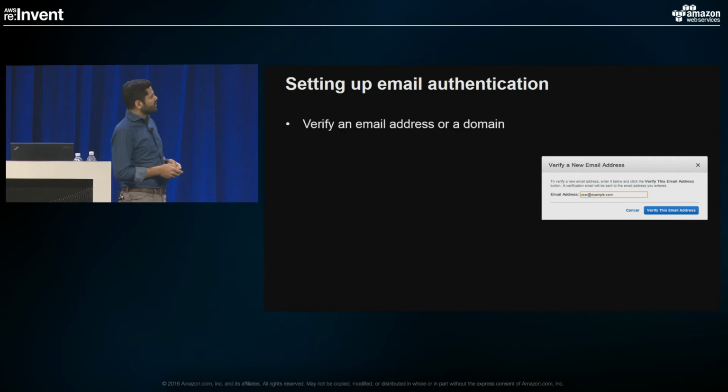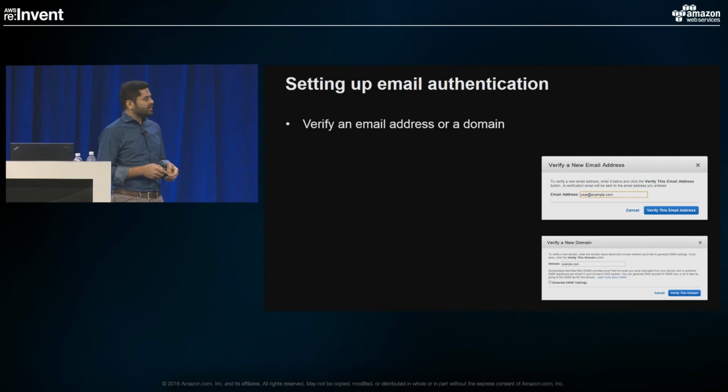On the Amazon SES console, type in your email, and then you will get an email with a link. Click on that link, and then the address is automatically verified for you. And you can also verify the domain that sends that email as well. All we ask you to do is add the DNS TXT record, and we will automatically detect that for you, and then you are ready to send from that email.